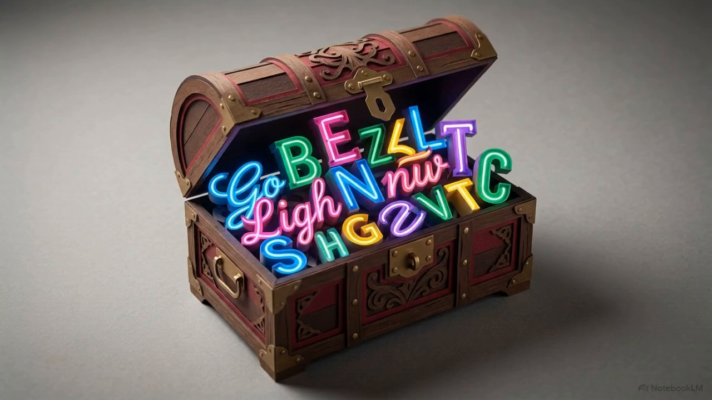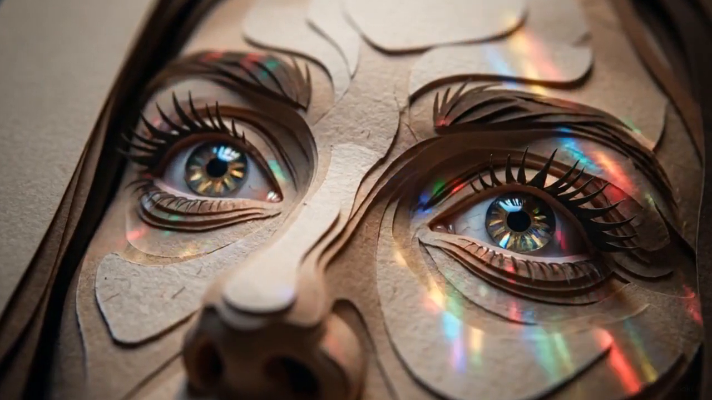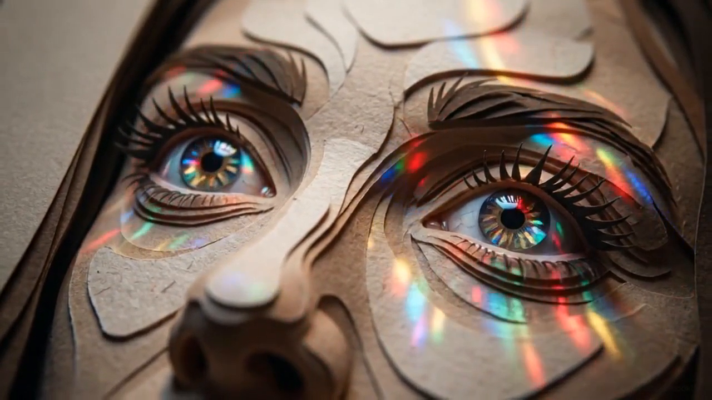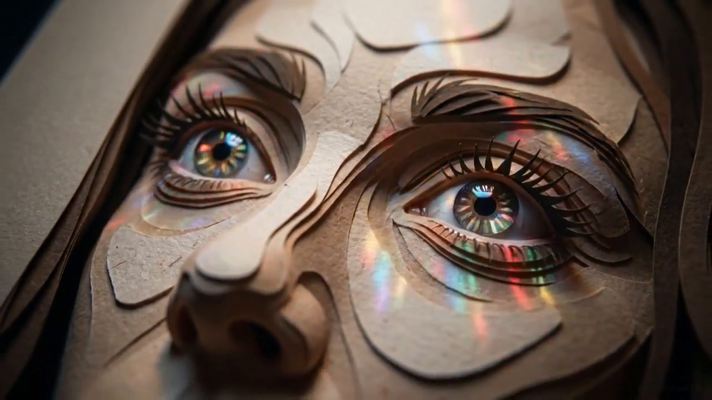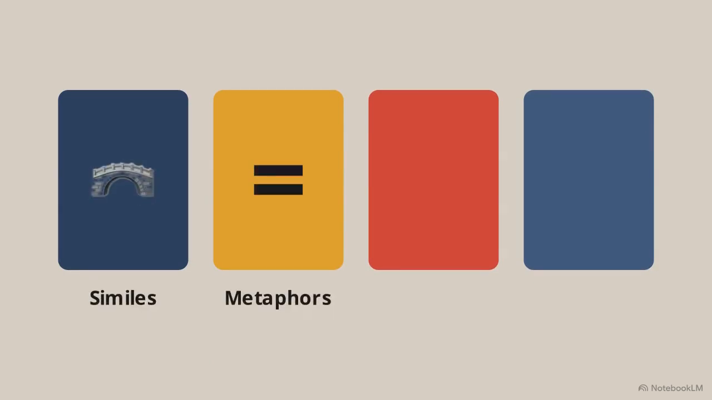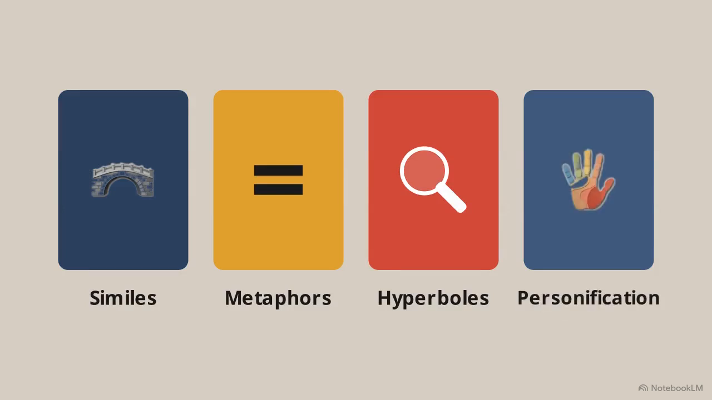To fix that, writers use figures of speech. These aren't just fancy labels. They're ways to project a vivid, colorful movie directly into your mind using nothing but words. We're going to look at 4 of the most powerful ways to do this: similes, metaphors, hyperboles, and personification.